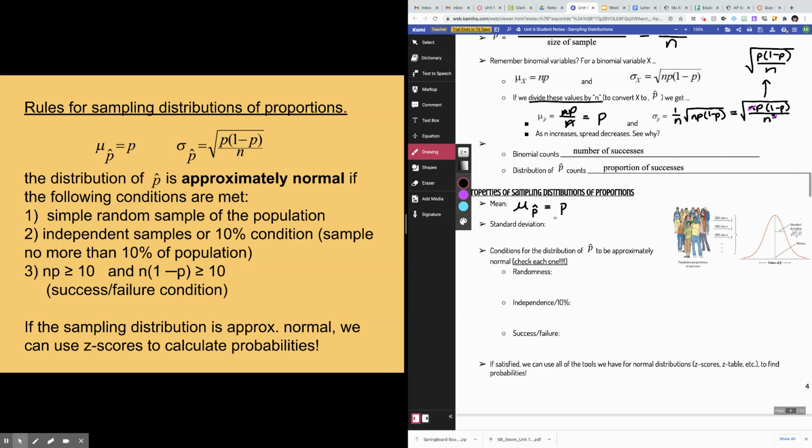And then your standard deviation is this very fanciful formula with the square root. So the standard deviation of p hat is the square root of p times (1 minus p) over n. Now you may be thinking to yourself, oh dear God, this seems like a lot of formulas to remember. Lucky duck, all of these formulas are on the formula sheet that you get when you take the AP Stats exam.